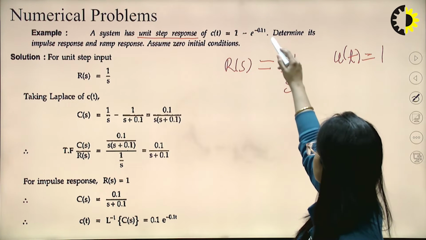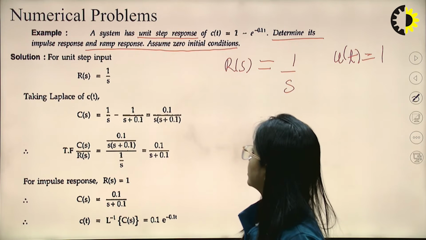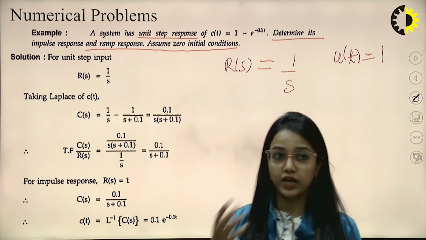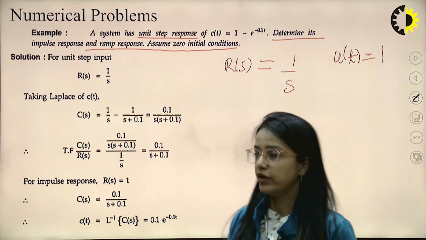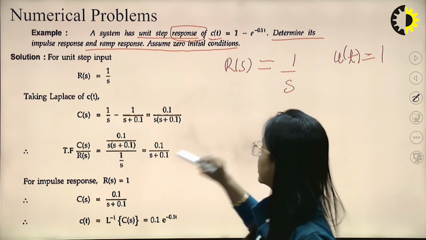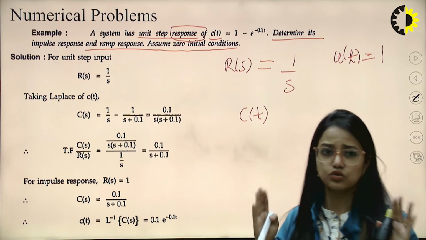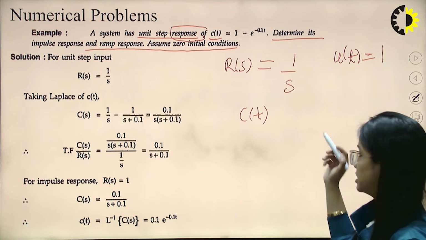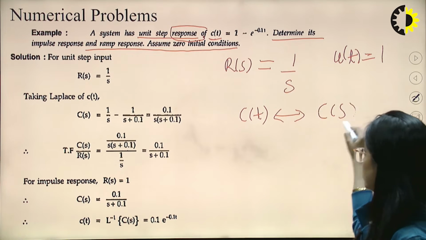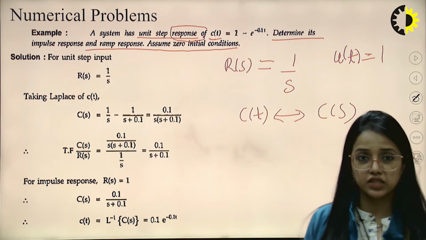So first of all, we have to determine the impulse response and ramp response. When we are talking about the response C of S, let's understand the structure of the question. We have C of t, which means we have C of S, and we just have to take the Laplace, so it means we have C of S.